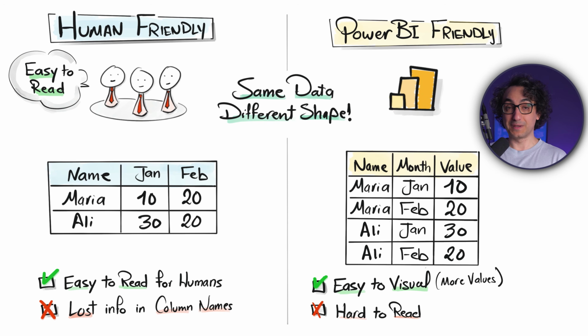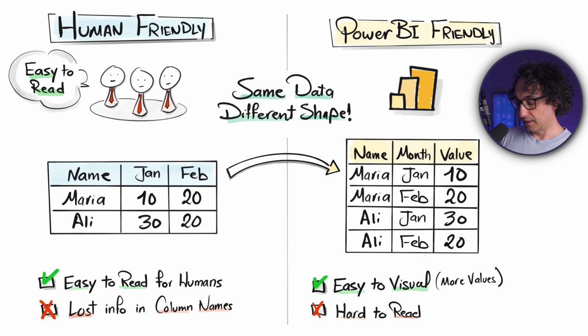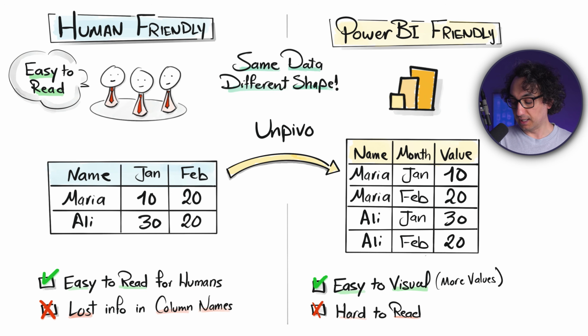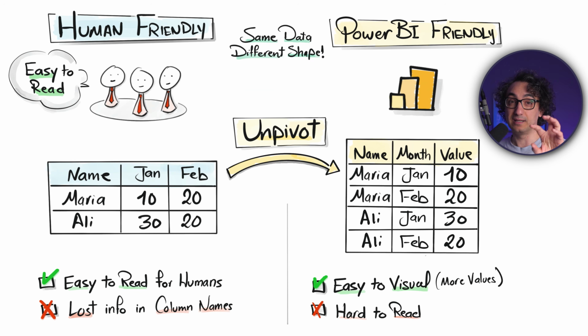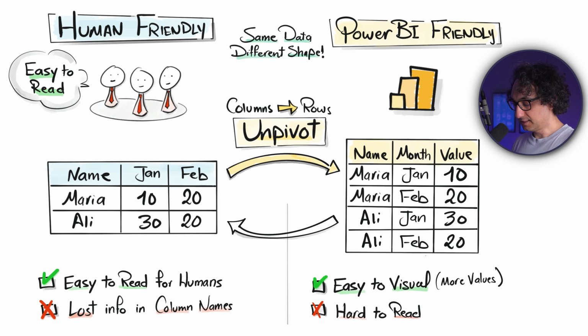So now the good news is that we can go in Power BI and switch those shapes as we want. And exactly for this, we have the two methods, pivot and unpivot. The unpivot is going to move us from the human-friendly shape into the Power BI analysis shape. That means we are moving the values of the columns into the rows. So January and February were the column names and now they are the values inside a column called month. This is unpivot.